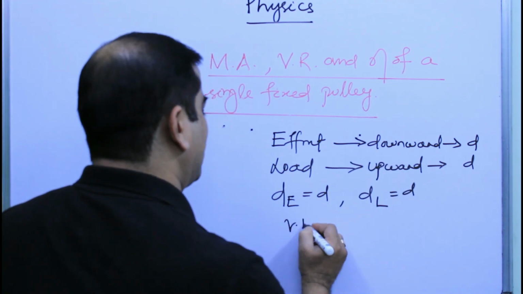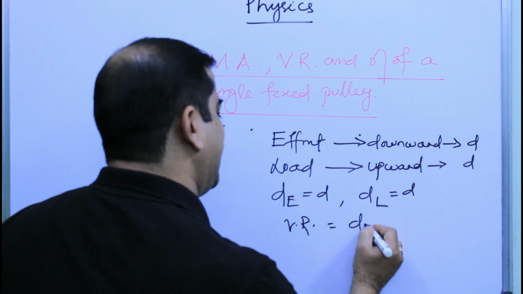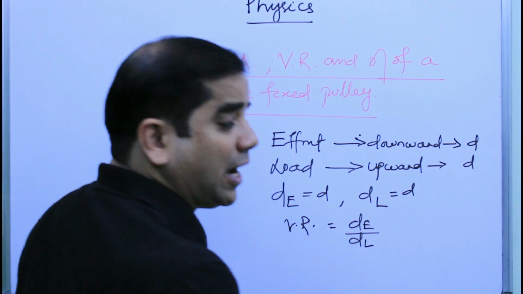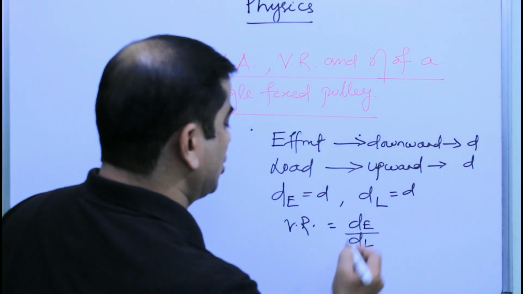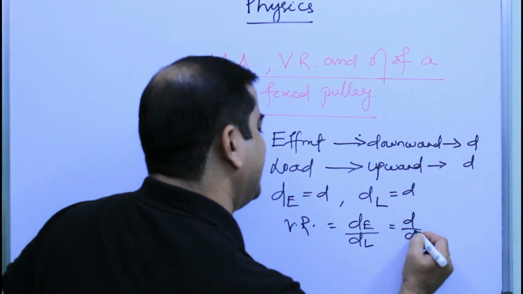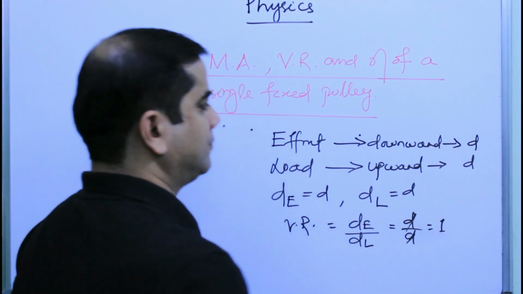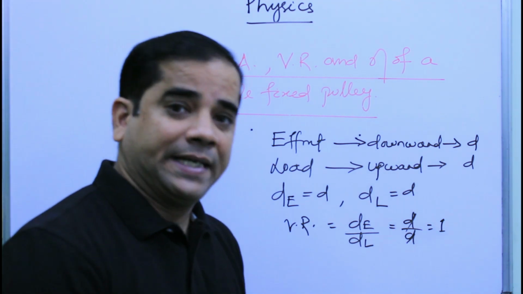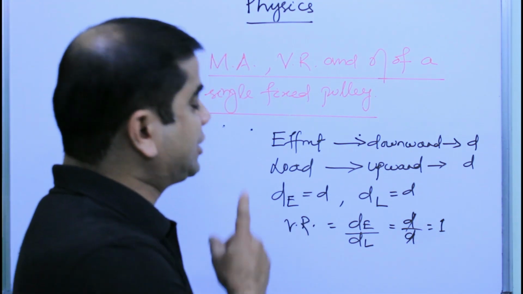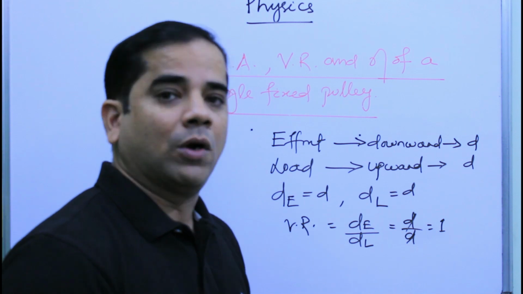So what to do with the velocity ratio? That is dE by dL, as we have discussed in our earlier classes. So that would be equal to d by d or 1. Okay, so in case of single fixed pulley, the velocity ratio is also equal to 1.